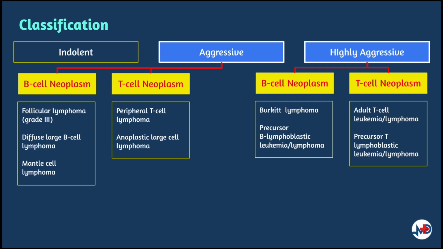Diffuse large B-cell lymphoma or DLBCL is the most common aggressive non-Hodgkin's lymphoma in adults. Mutations found in this malignancy are BCL2, BCL6, and P53. A rare subtype known as primary CNS lymphoma is associated with Epstein-Barr virus infections and AIDS. Mantle cell lymphoma is most common in adult men. Disease often advances rapidly, and at time of presentation, patients are diagnosed with terminal disease.